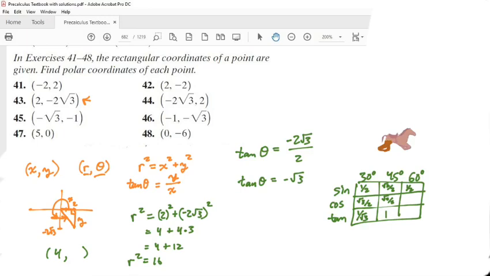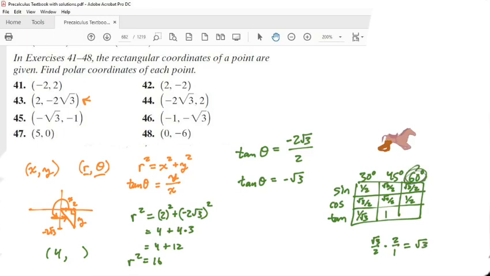Rad 3 over 2, and this one's 1/2. Just seeing if you're paying attention, guys. Okay, what is rad 3 over 2 times 2 over 1? What does that give us? Ah, so it's a 60 degree.